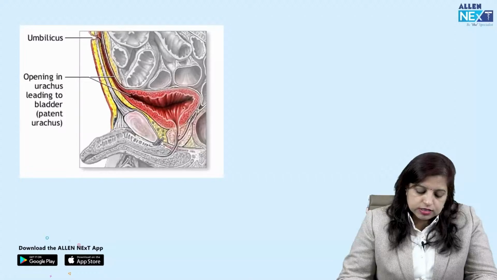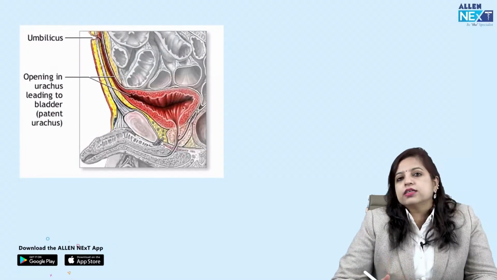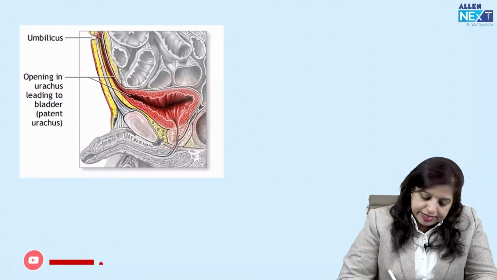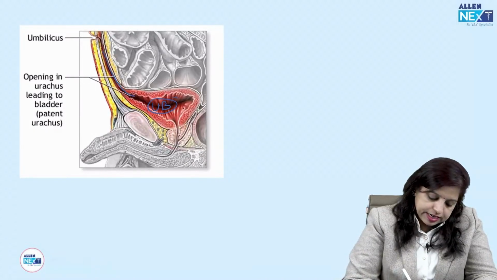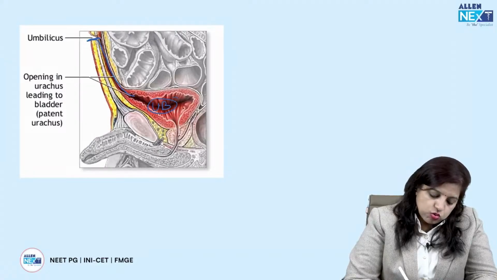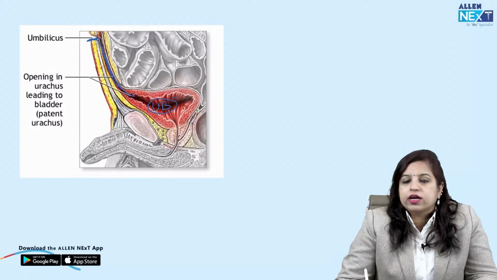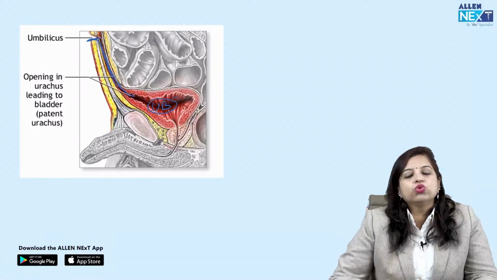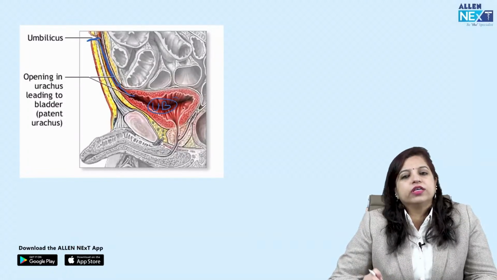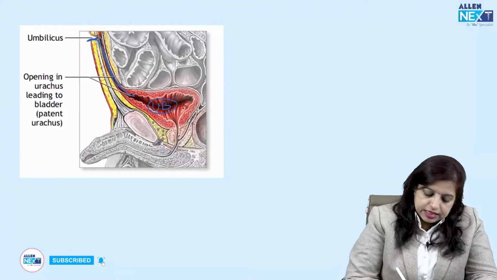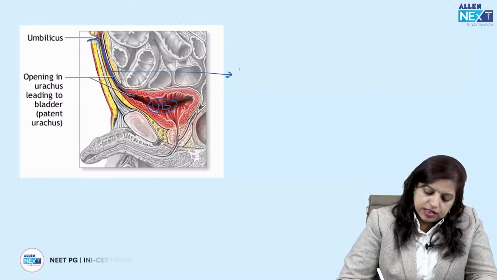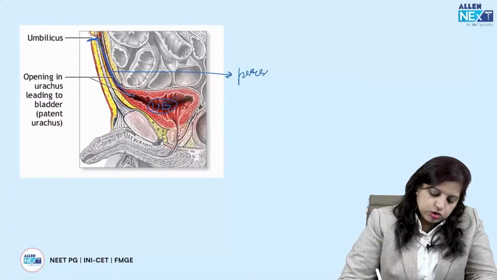So, patent urachus is nothing but, there is a duct known as the allantoic duct which connects the urinary bladder. Try to understand that. This gets connected to the umbilicus through a duct which is known as the allantoic duct. Now, this allantoic duct usually gets obliterated within 1 or 2 weeks after birth. But if it persists, then this is also known as urachus, and then we call it persistent urachus.